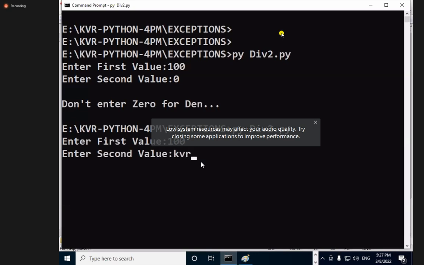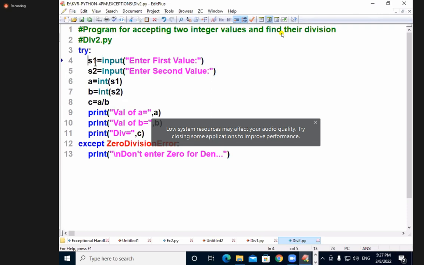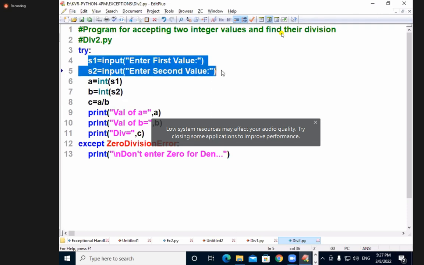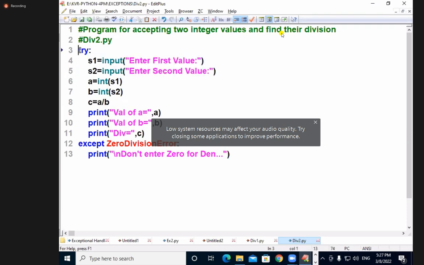Next, please follow. I entered 100 and then KVR. One minute. Any problem in line number 4 and 5? Who entered inside the try block? Yes, PVM got 100 and KVR. 100 is converted into a. Is KVR able to be converted into b? What is occurring?